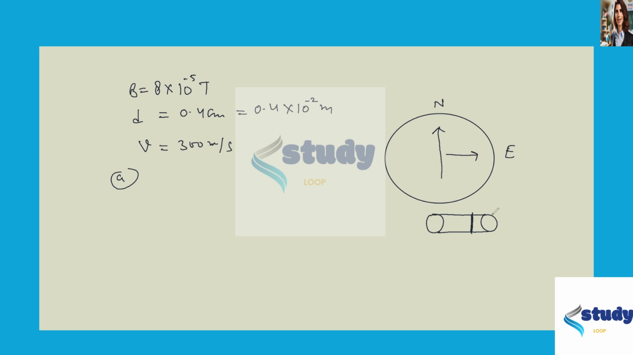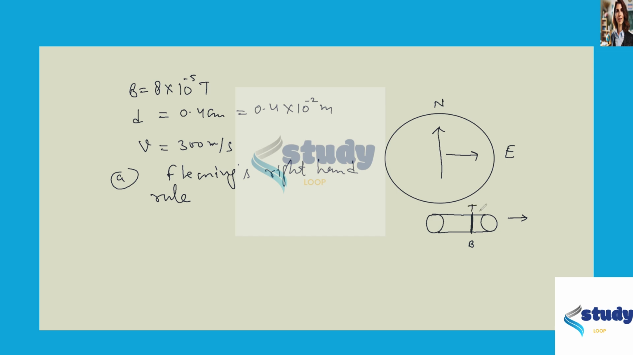So, first of all, we have to check which end of this bullet will be at a higher potential. So, on applying Fleming's right-hand rule, in which we stretch the thumb, the index finger, and the middle finger of our right hand perpendicular to each other, the thumb gives the motion of the conductor, the index finger gives the direction of the magnetic field, and the middle finger gives the direction of the induced current. So the current will be moving from bottom to top.